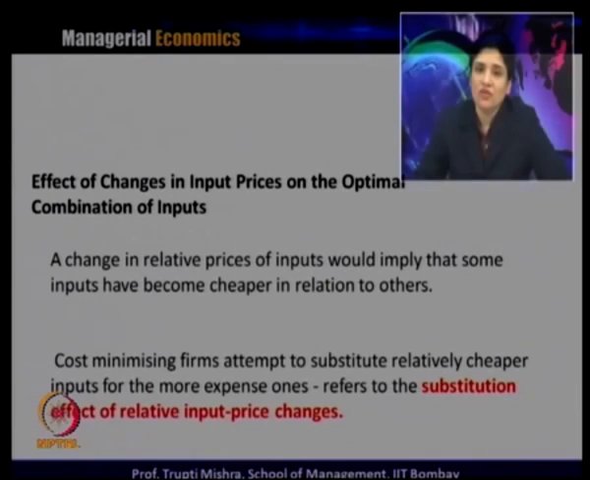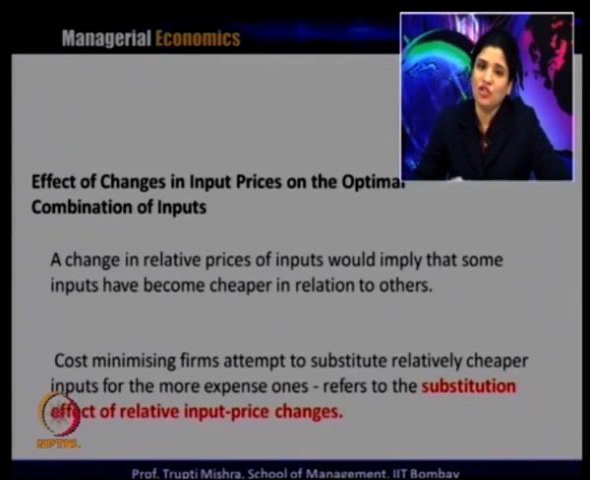A cost minimizing firm attempts to substitute relatively cheaper inputs for more expensive ones. This is referred to as the substitution effect of relative input price change, because whenever the price of one input changes, it becomes cheaper with respect to the other inputs, and the firm replaces the expensive input with the cheaper one.